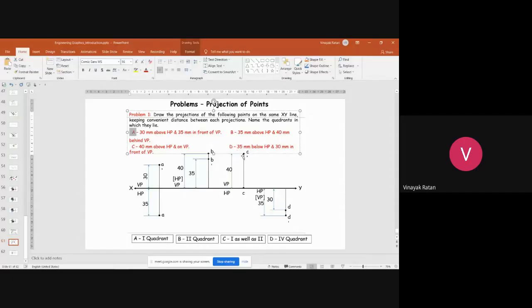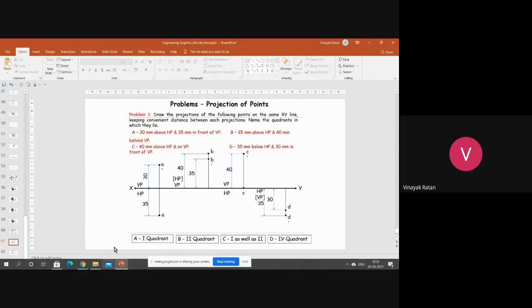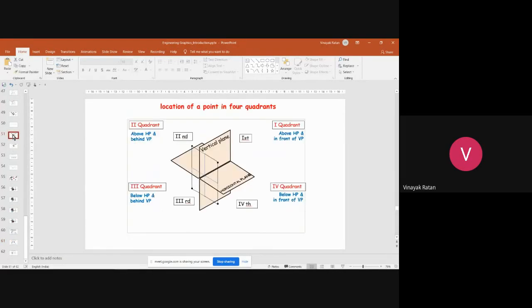Only this is a little bit difficult for you. Okay, why is the point here? Why is the top view of a point C over here? Why not below or above, like other projections? There's one more concept I will explain to you.